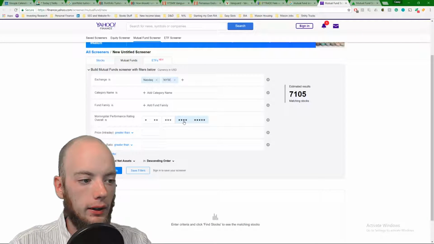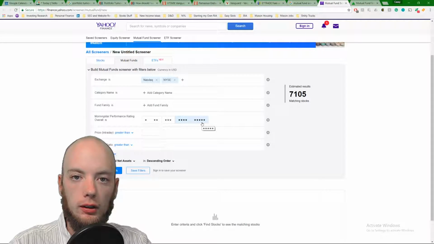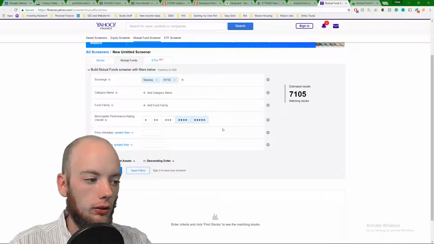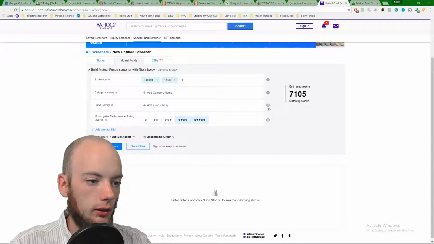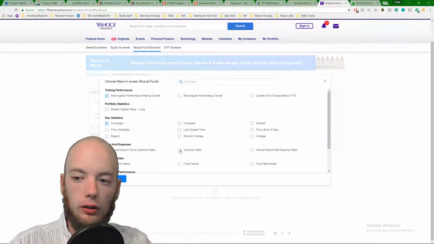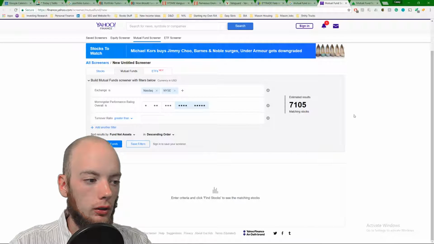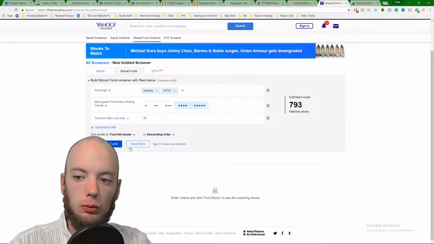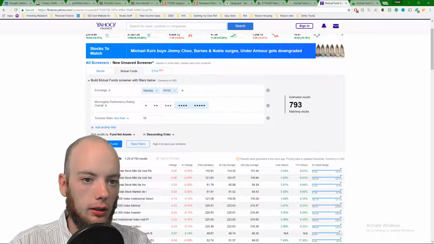I chose to add in the 4 and 5 star elements. You could leave this blank or change it to your own needs. I'm going to get rid of intraday price. Don't really care. Don't care about fund family. Don't care about category. And then I'm going to add another filter. Click on turnover ratio, close. Turnover ratio is, let's say that it's less than 10% for good efficiency. And then I'm going to click find mutual funds, which is hiding behind my big head.